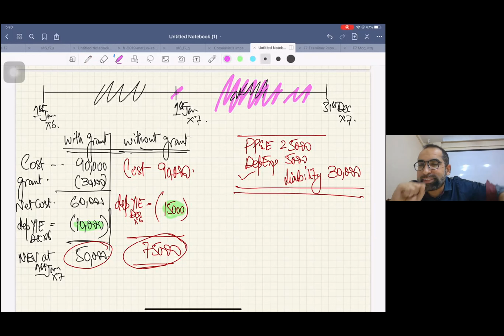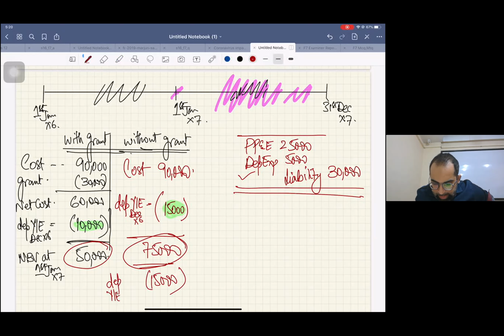So follow the second column, the normal second column. From now onwards, our per year depreciation is 15. So definitely we need to book one more depreciation expense of 15,000 for December X7.